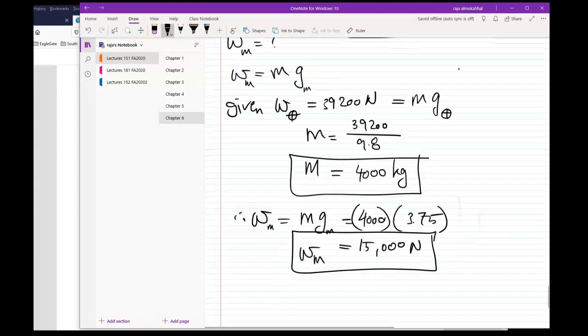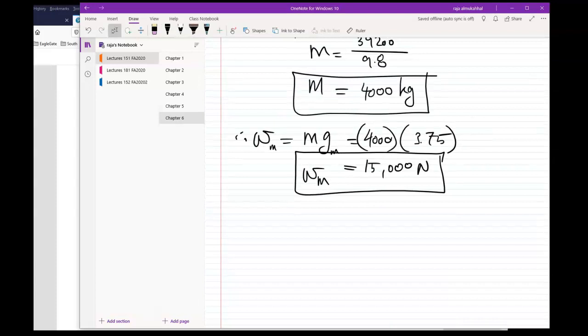This is what astronomers do. They need to know what is the weight of that thing, whatever they're putting there. They need to know what's its weight. Okay, now that's the first part. This is all part A. Let me do part B.